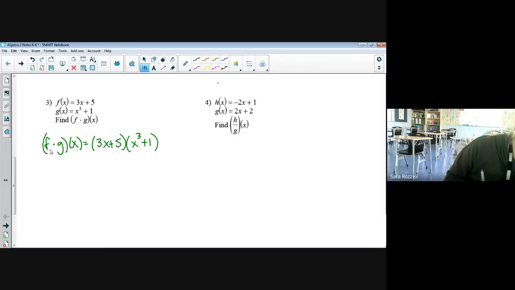So we're going to multiply these together. Again, I don't do anything with this x at the end. That just means that the equation has an x in it. I'm going to start with my 3x times x to the third. And that's going to be 3x to the fourth. Everybody okay with that? All right. And 3x times 1 is 3x. And 5 times x to the third is 5x to the third. And 5 times 1 is 5.